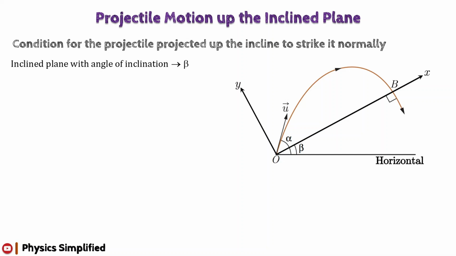A projectile is projected from the foot of the inclined plane, that is, from point O, with velocity vector u, at an angle alpha with the horizontal, up the plane. The projectile strikes the plane at point B.